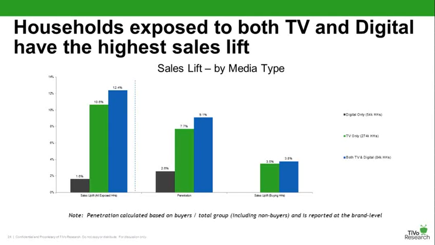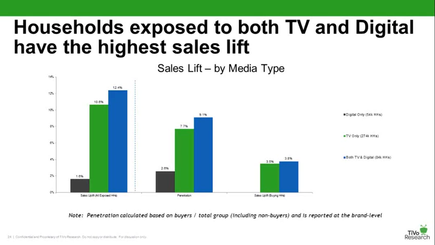Then the middle set of bars is how much of that increase came from an increase in penetration rather than the household buying more of the brand. Well, most of it came from increase in penetration. The digital alone, it caused a 2.6% increase in new buyers to the brand. TV alone got 7.7% increase in new buyers to the brand. And the combination got a 9.1% increase in new buyers to the brand.